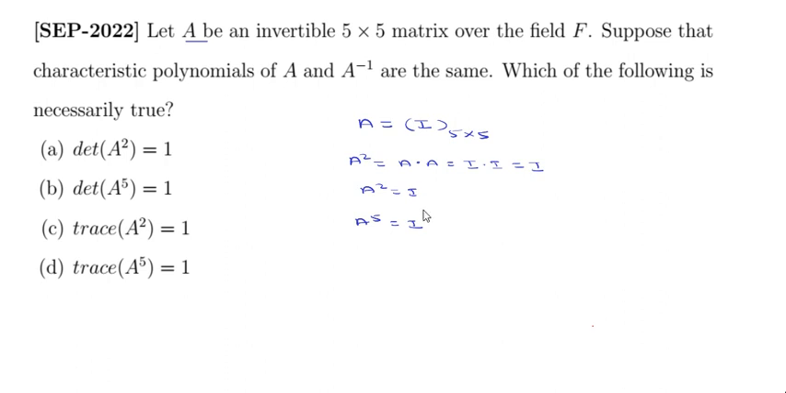So for A square, let us find the determinant of A square. The determinant of A square is nothing but the determinant of I, so this is 1. And the determinant of A power 5 is also equal to 1.